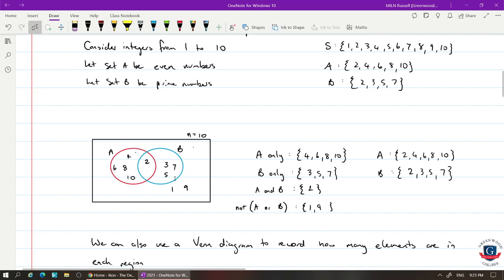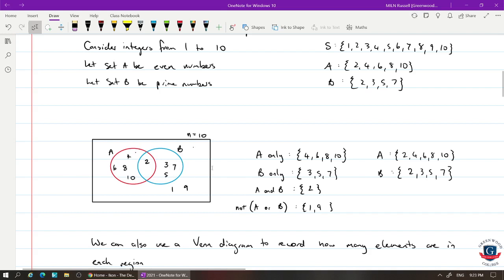And now we can name the different parts in the different regions. In A only are these numbers, 4, 6, 8, and 10. In B only are these numbers, 3, 5, and 7. In both A and B is just the number 2. Not in A or B, so not in our circles, is 1 and 9. In A itself, as we said earlier, are all of the red numbers, all the numbers in the red circle, 2, 4, 6, 8, and 10. And all the numbers in the B circle are 2, 3, 5, and 7.